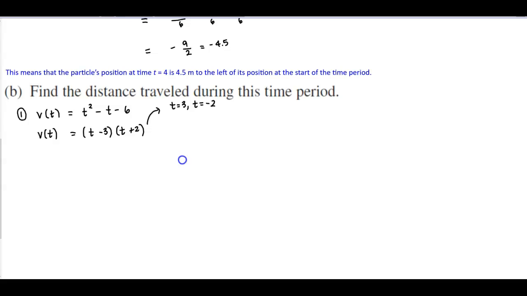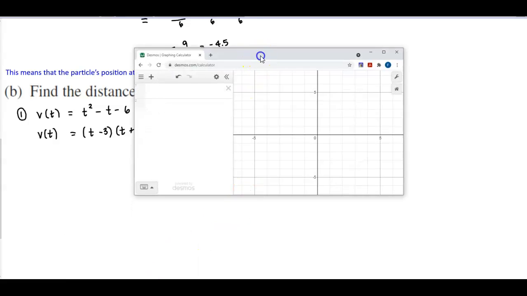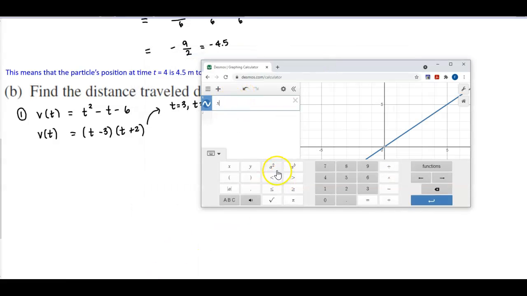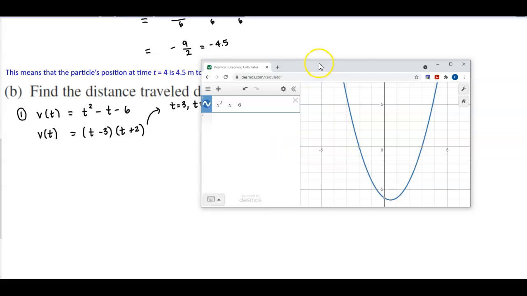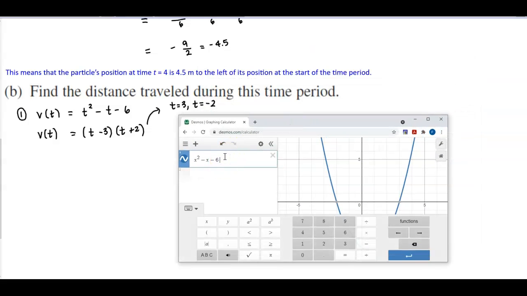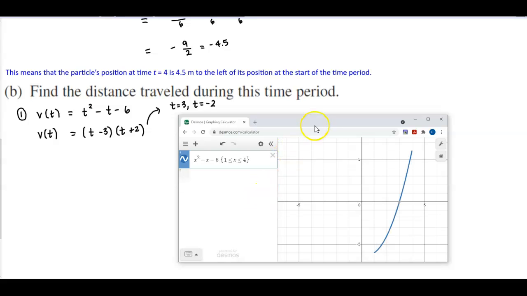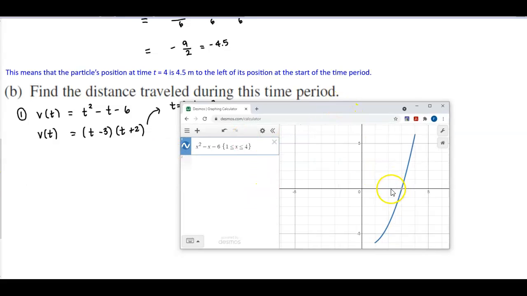Okay, but we kind of want to see what's happening here with this graph before we proceed any further. So let's pull it up on Desmos. We're going to put in the value of x instead of t, so we have x squared minus x minus 6. Then we also know there's a restriction that we have at the beginning of the problem, which means that we're going between 1 and 4. Okay, so we can see what's happening here. So this is our graph. So let's go ahead and I'm going to copy this.